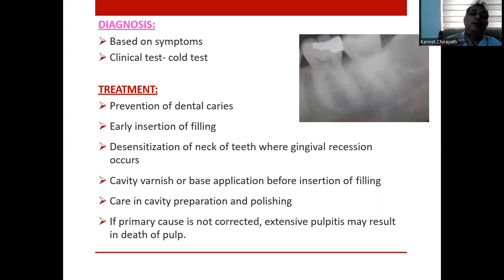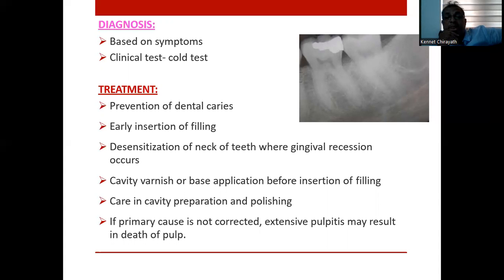Now, what is the diagnosis? Diagnosis is based on symptoms and clinical tests, such as the cold test. What is the treatment? Prevention of dental caries, that is, restoration of the dental caries. Then desensitization of the neck of the tooth with gingival recession, by giving a desensitizing fluoride application, cavity varnish or base application before insertion of the filling, and care in cavity preparation and polishing.